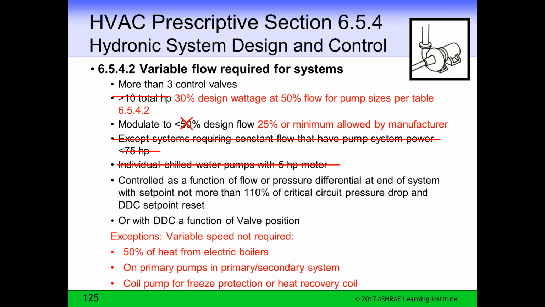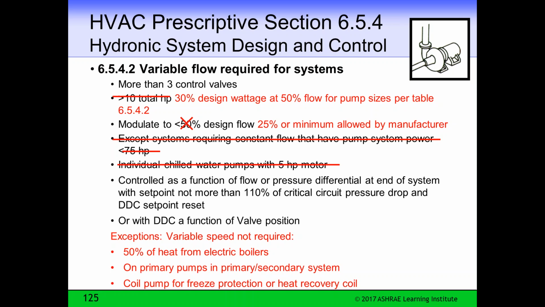Because it's always when you buy a drive and you get set up for variable speed, you have to make sure that you're varying it through a range that makes sense, or you won't get your paybacks. Controlled is a function of flow or pressure differential at the end of the system with set point not more than 110% of the critical circuit pressure drop and DDC set point reset.